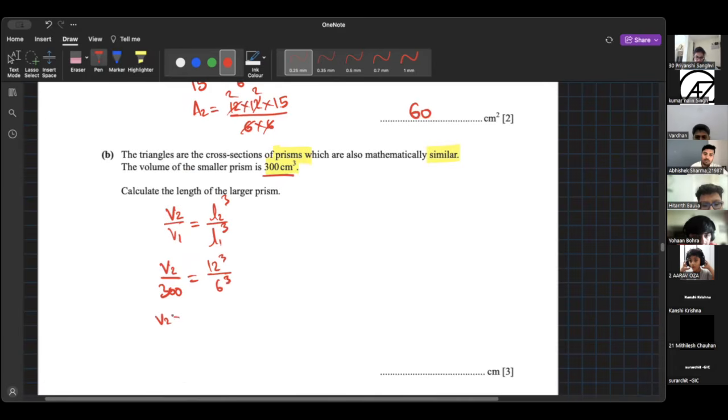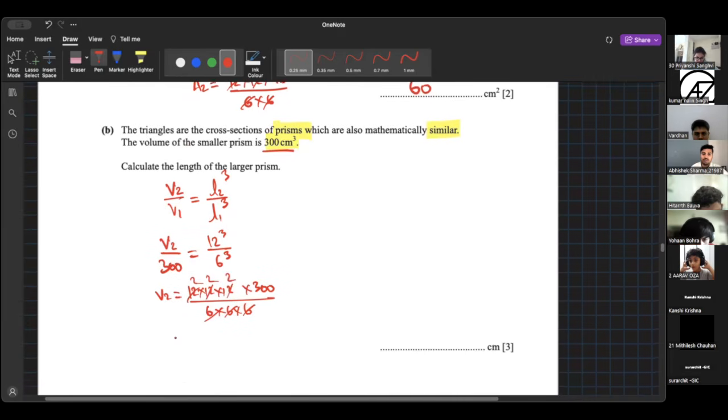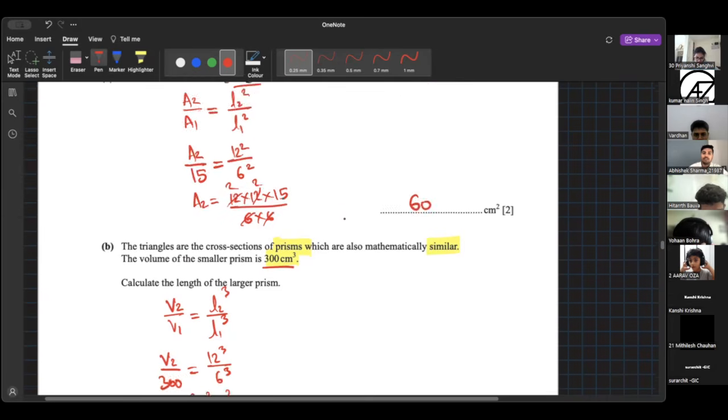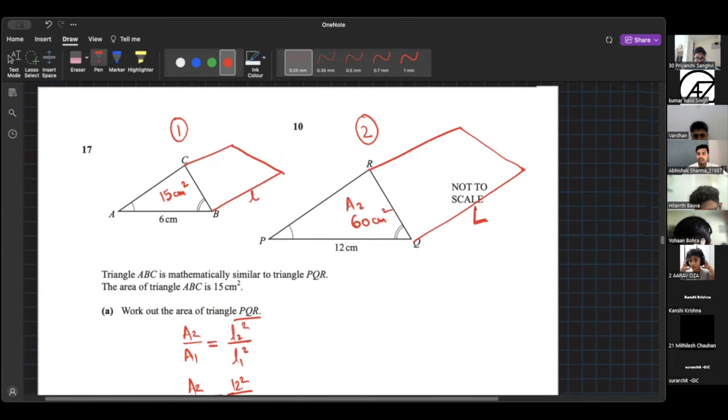That's going to be V2 is equal to 12 into 12 into 12 into 300 divided by 6 into 6 into 6. So this will cancel out. You'll get 2 into 2 into 2. So V2 is going to be 300 into 8, 2400, right? So 2400 centimeter cube is the volume of the second prism, and we have to find the length.